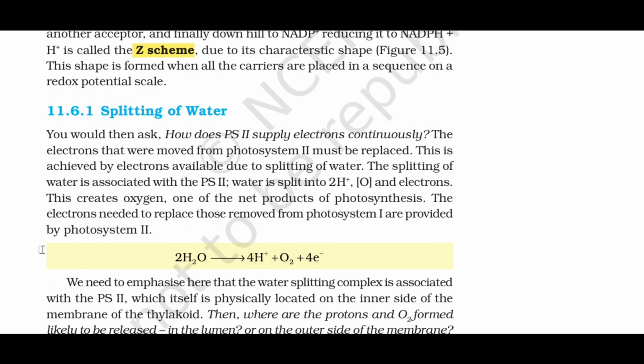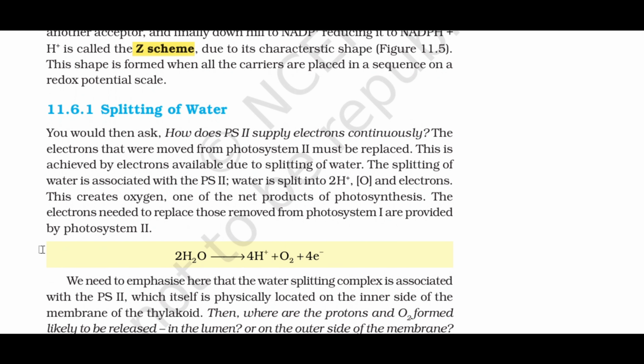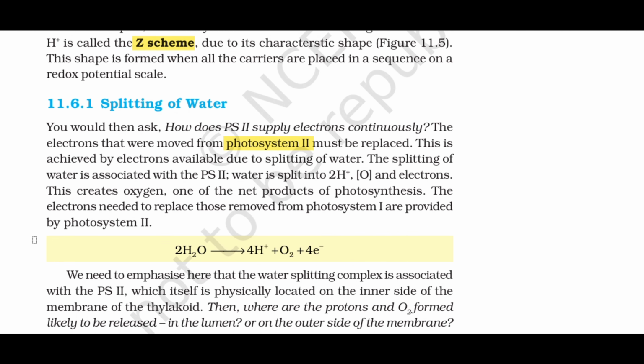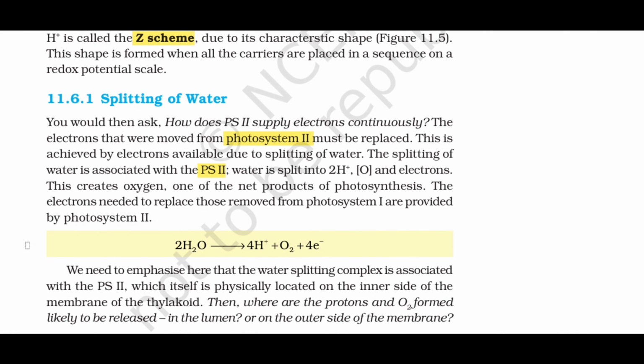Splitting of water. You would then ask, how does PS II supply electrons continuously? The electrons that were moved from photosystem II must be replaced. This is achieved by electrons available due to splitting of water. The splitting of water is associated with the PS II. Water is split into two H+, O, and electrons.